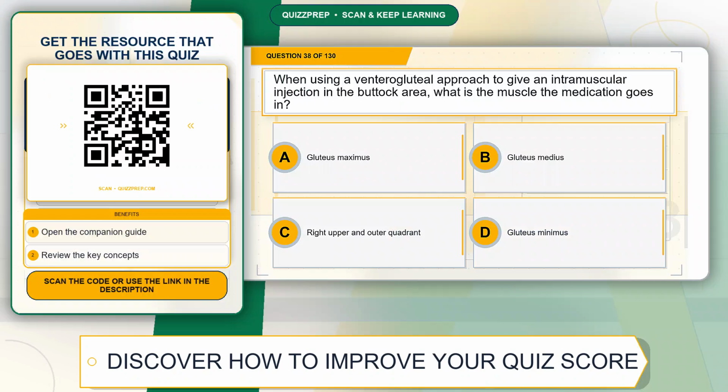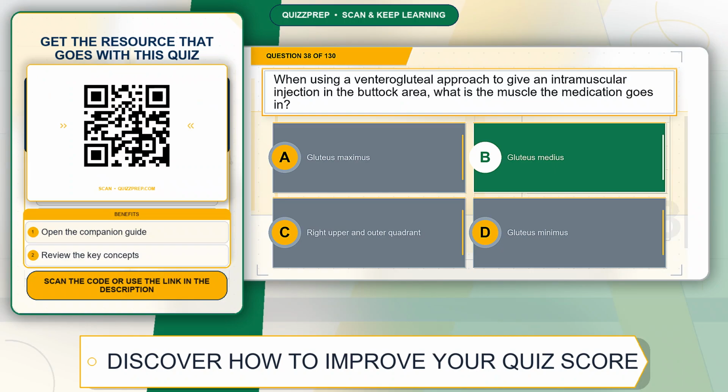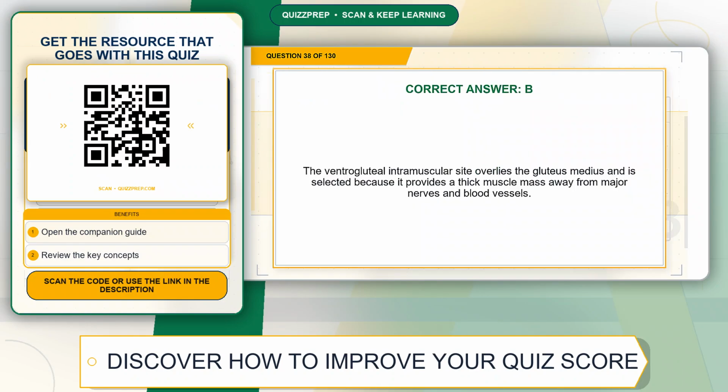Question 38. When using a ventrogluteal approach to give an intramuscular injection in the buttock area, what is the muscle the medication goes in? Option A, gluteus maximus. Option B, gluteus medius. Option C, right upper and outer quadrant. Option D, gluteus minimus. The correct answer is option B, gluteus medius. Explanation. The ventrogluteal intramuscular site overlays the gluteus medius and is selected because it provides a thick muscle mass away from major nerves and blood vessels.